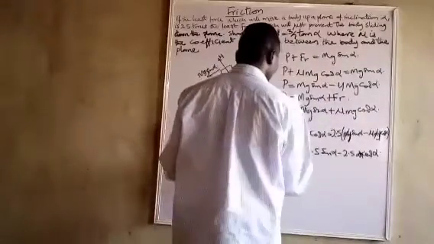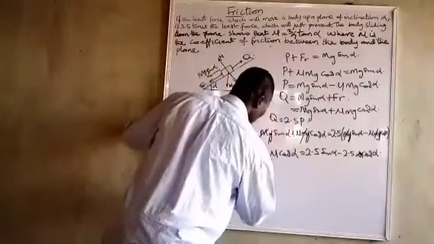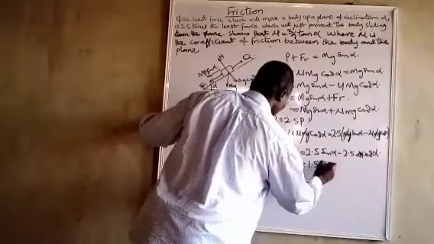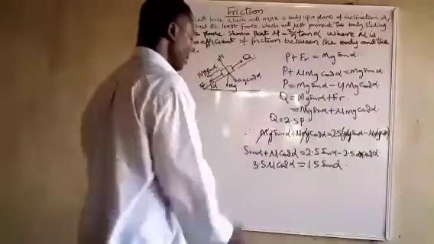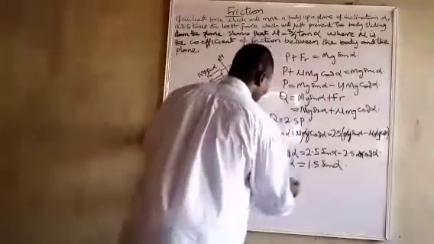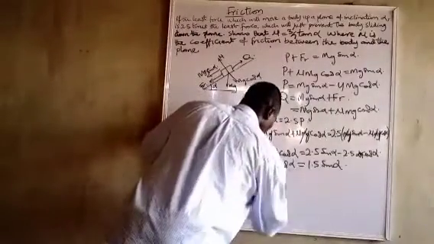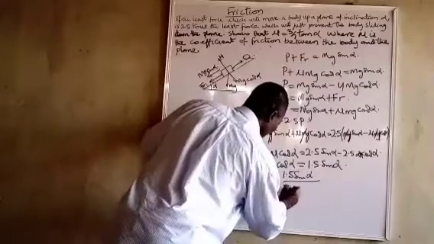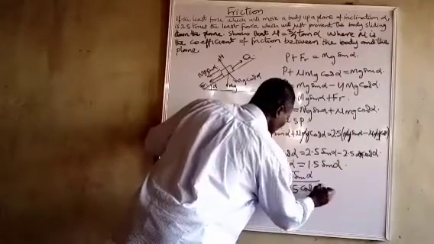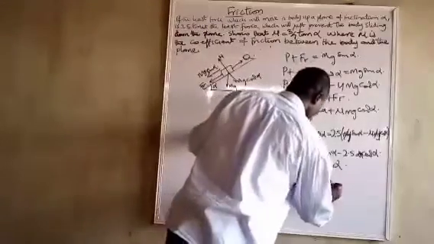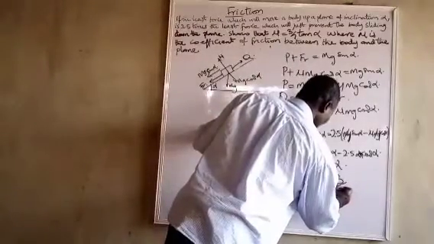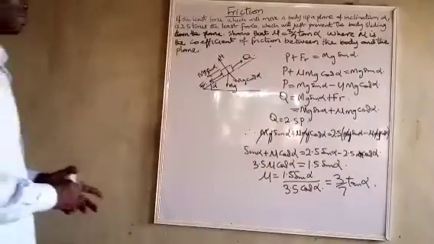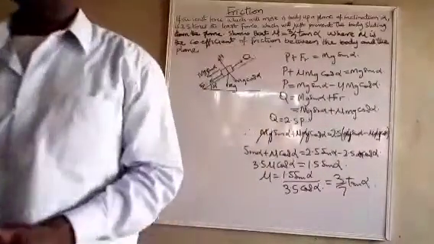So let me bring this one here. So I have 3.5 mu cos alpha is equal to 1.5 sine alpha. Dividing through by cos alpha, mu will be equal to 1.5 sine alpha over 3.5 cos alpha, and that is 3 over 7 times tan alpha. So we have already proved what we are required to do.